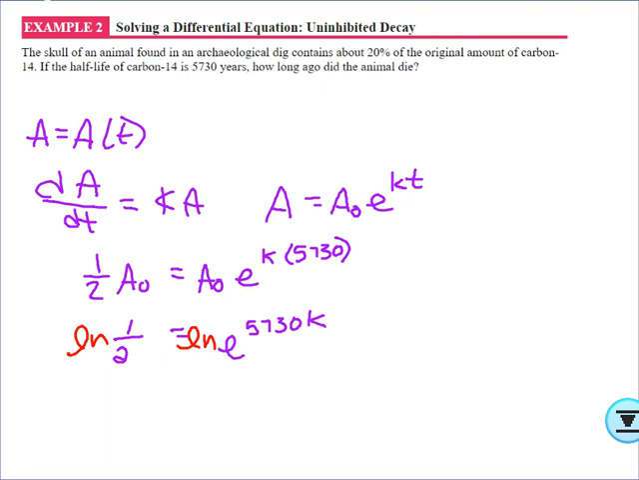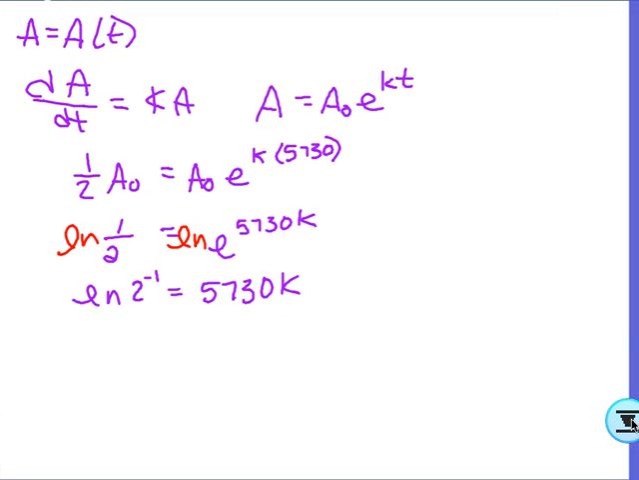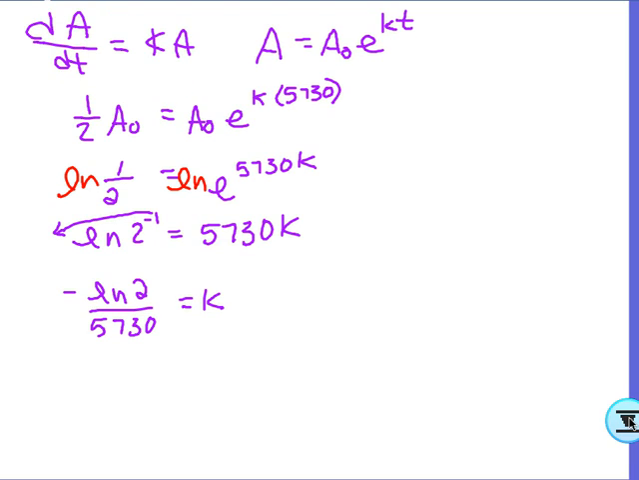So then I get the natural log of 1/2, or 2 to the negative 1, is equal to 5730k. Then if I divide by that, I can bring this negative down because it's a logarithm. So I get a negative natural log of 2 divided by 5730, and that is my k. Getting rid of that 1/2 and making it a negative natural log of 2 is just an easier way to deal with it. So now they asked me how long, or I'm sorry, that there's 20% left.